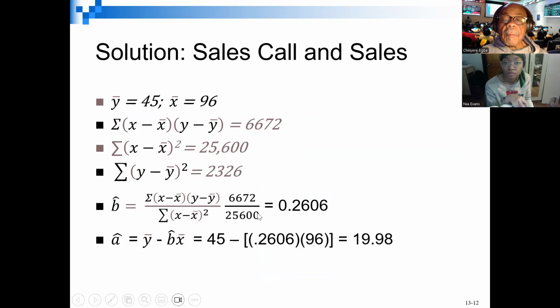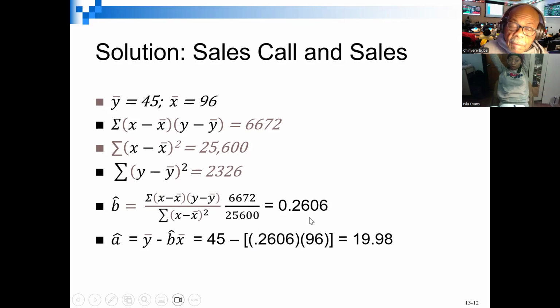All right, then you apply the formula, and our estimate of B hat is 0.2606, and our estimate of A hat is 19.98. So if a salesperson makes absolutely no call, they are likely to sell 20 copiers. And for every 4 calls that a salesperson makes, they'll probably sell 1 copy.